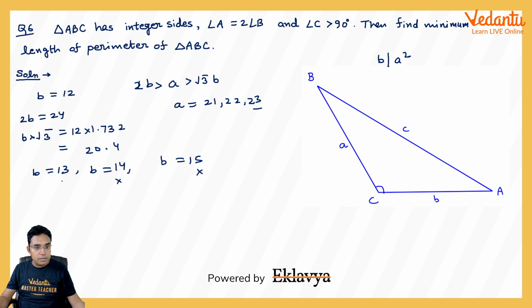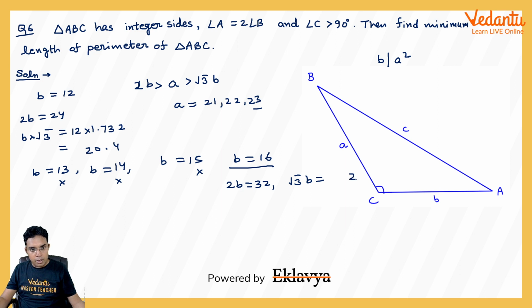So what is the next number? B equal to 16. If I take b equal to 16, my 2b will be 32. And root 3b, that is 16 into 1.7, so it can be around, if I ignore the 32 in the end, 16 sevens are 112.